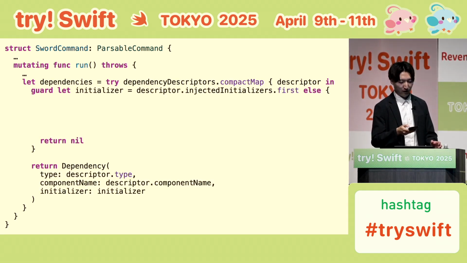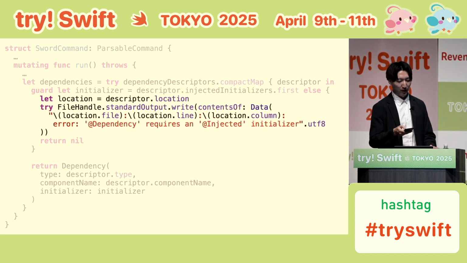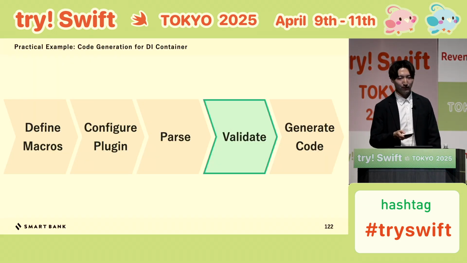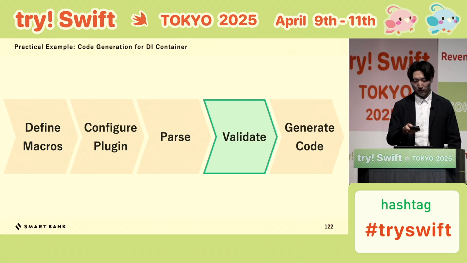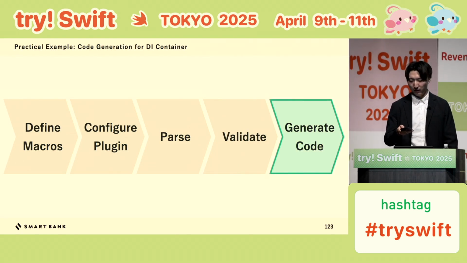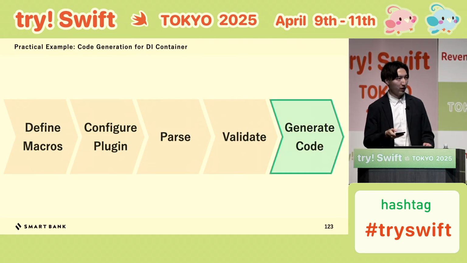If we find that the required @Injected initializer is missing, we emit an error accordingly. We perform similar checks for ComponentDescriptor as well. That concludes the fourth step, validate. Finally, let's move on to the fifth step, generate code. We'll generate code using the information we extracted in the previous steps.